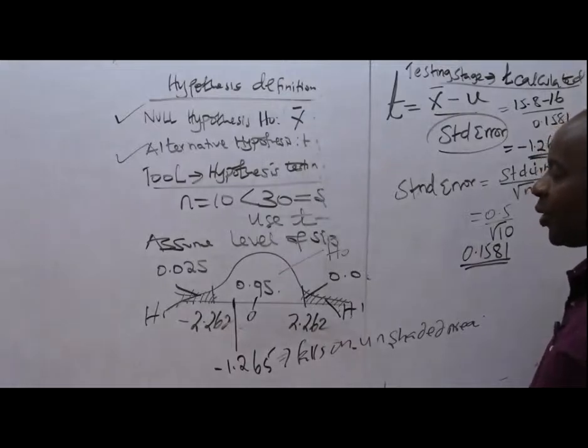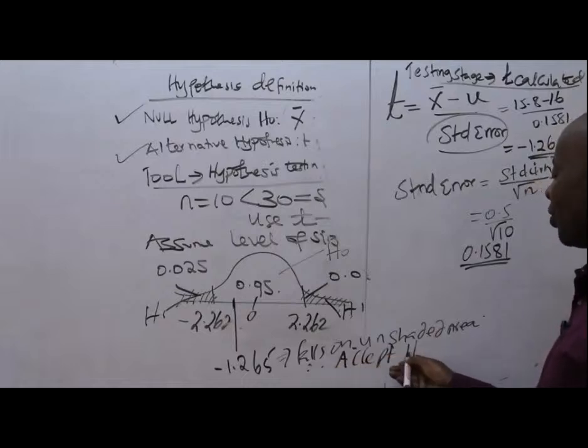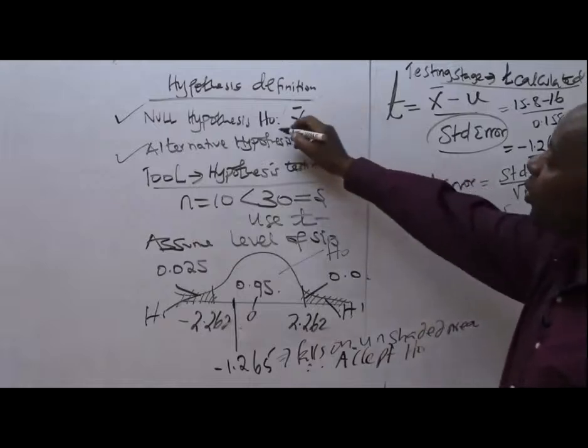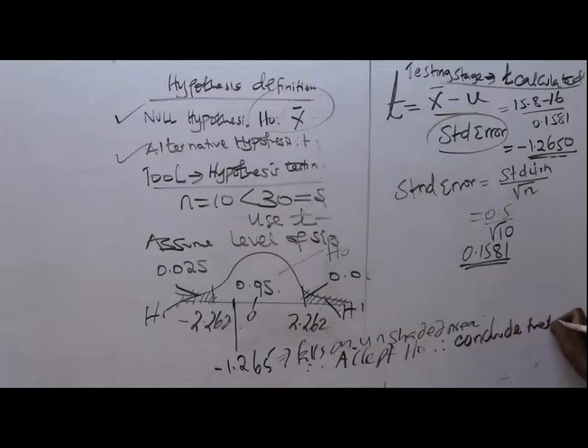Right? So in this particular case, you've told me that it falls on the unshaded area, and therefore, if it's unshaded area, accept H0, and conclude that X bar equals what here? Conclude that X bar equals mu.